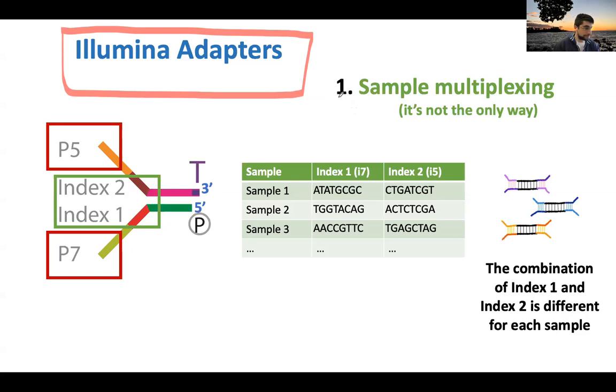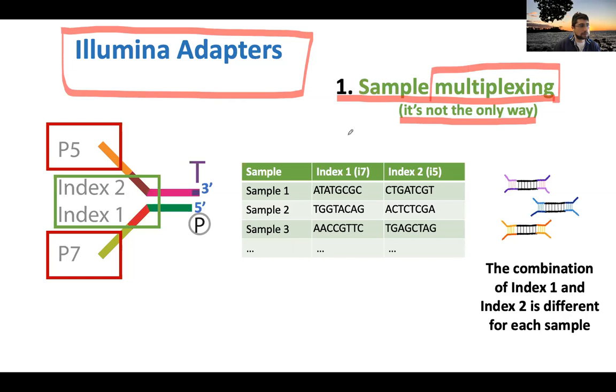The first important information that they carry is the sample multiplexing. This goes back to the same concept that I briefly mentioned during my answer to the question about how many libraries I can sequence in one lane. The sample multiplexing allows you to tag each DNA with a different barcode.